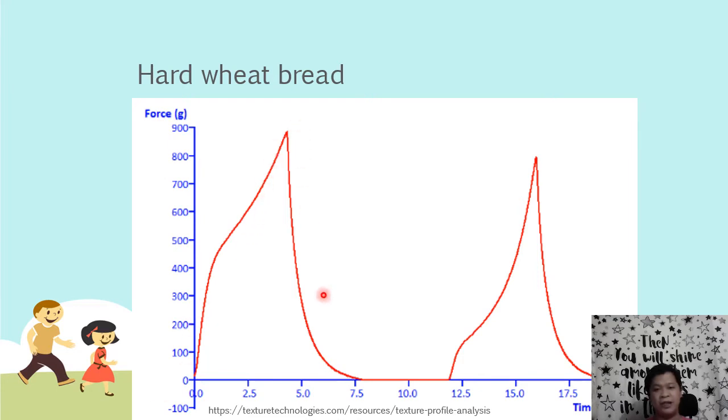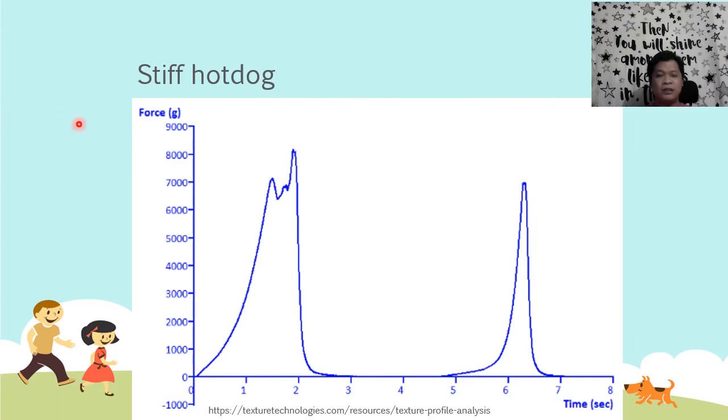So after ng unang kagat, nabawasan na, nagbago na ng konti yung structure ng wheat bread and hence mas madali na siyang nguyain, more or less. Right, so dito is a classic TPA graph for a stiff hot dog. There's a substantial fracture over here, which is definitely different from the hardness one. Okay.